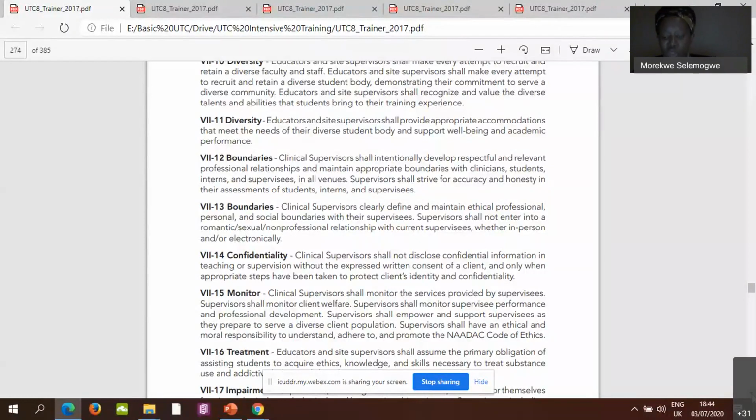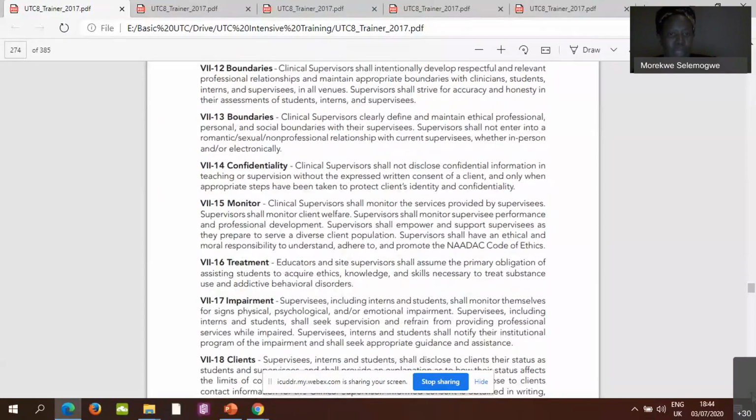Just because you are a supervisor and your supervisees come and discuss their caseload, it does not give you the right to disclose confidential information about the client that your supervisee is seeing. And then we are expected as clinical supervisors to monitor services provided by supervisees. This is important so that you do not find yourself in litigation without really monitoring what your supervisees are doing.